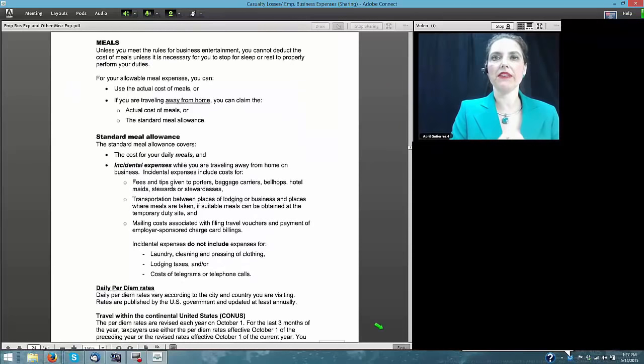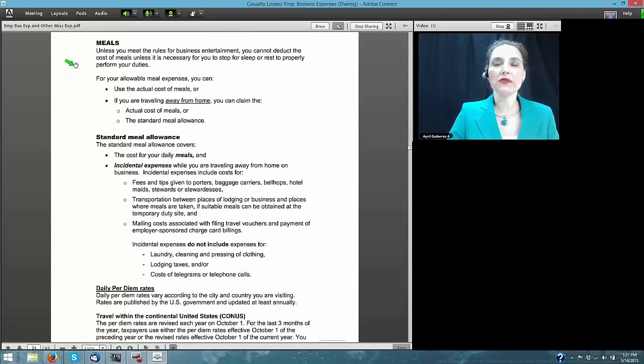We're going to pick up with the next subject, which is meals. Unless you meet the rules for business entertainment, you cannot deduct the cost of meals unless it is necessary for you to stop for sleep or rest to properly perform your duties. For your allowable meal expense, you can use the actual cost of meals, or if you are traveling away from home, you can claim the actual cost of meals or the standard meal allowance.